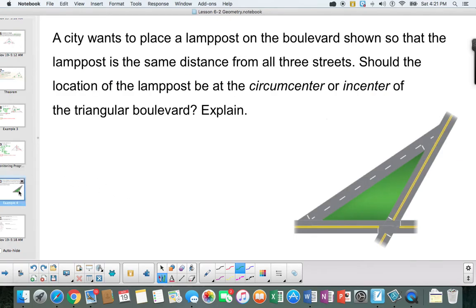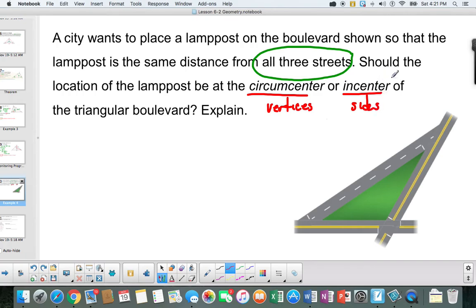All right, let's take a look at this situation. We want to put a lamp post so that the lamp post is the same distance from all 3 streets. Not the 3 corners, but the 3 streets. So we want to find where to put the lamp post so that the distance to this side street and this street are all going to be the same. So will it be the circumcenter or will it be the incenter? Remember, the circumcenter is equidistant to the vertices, and the incenter is equidistant to the sides.